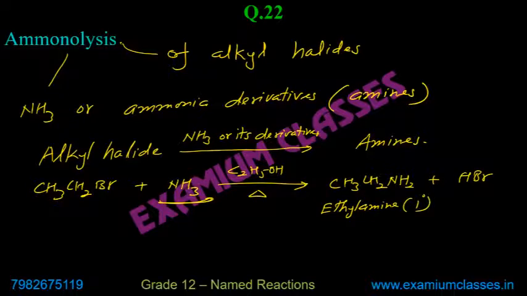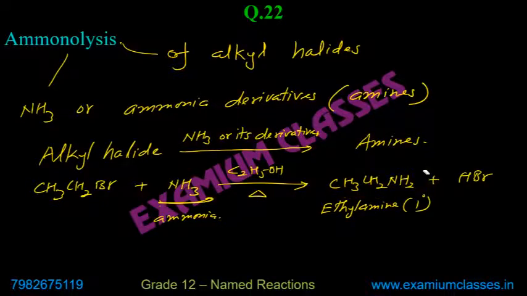Here it was just ammonia. But if you use primary amine, you will get secondary amine. If you use secondary amine, you will get tertiary amine. If you use tertiary amine, you will get quaternary ammonium salt. So suppose now, instead of ammonia, you use primary amine. You use this one. Okay?